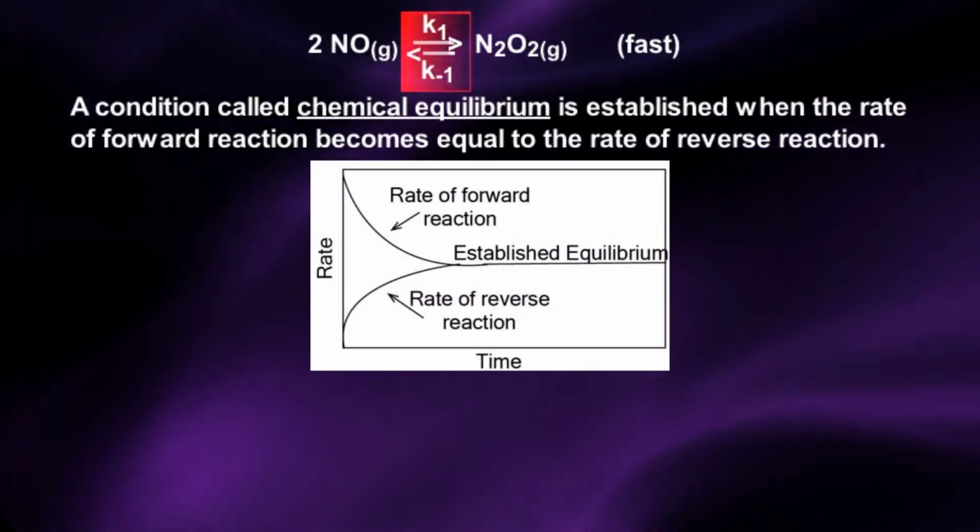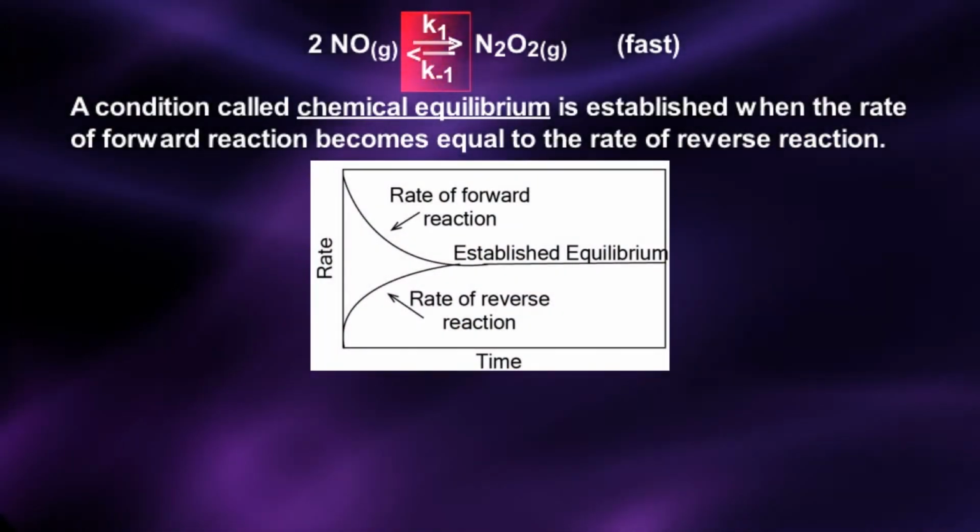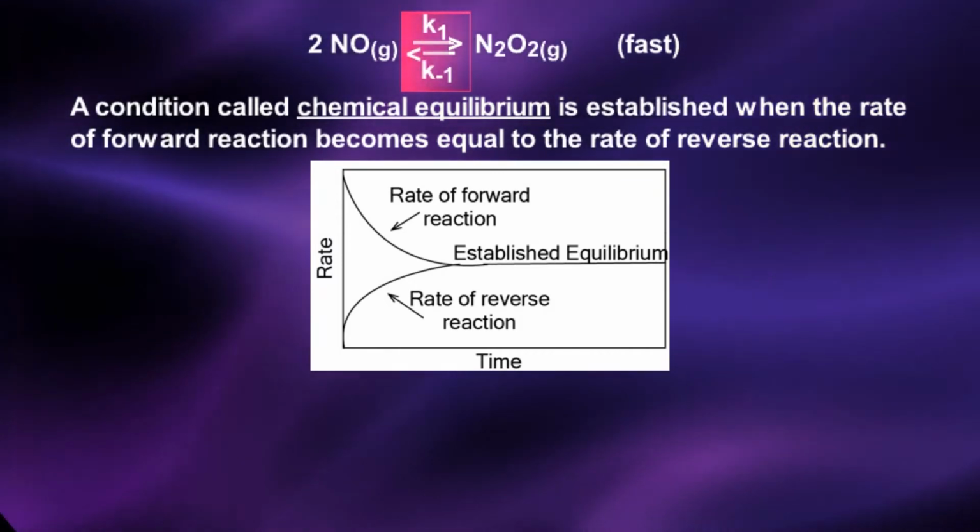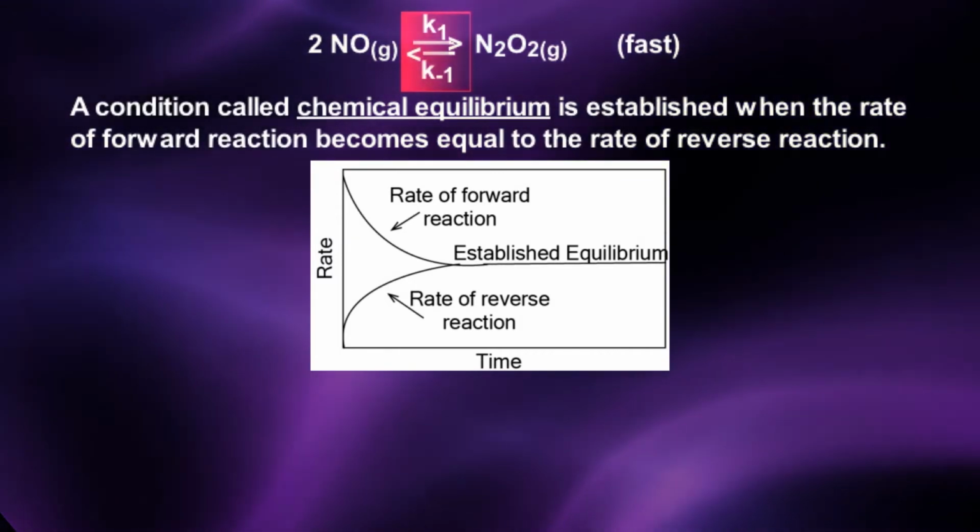In the final part of this chapter, we introduce the chemical equilibrium and its relationship to the rates of reaction.